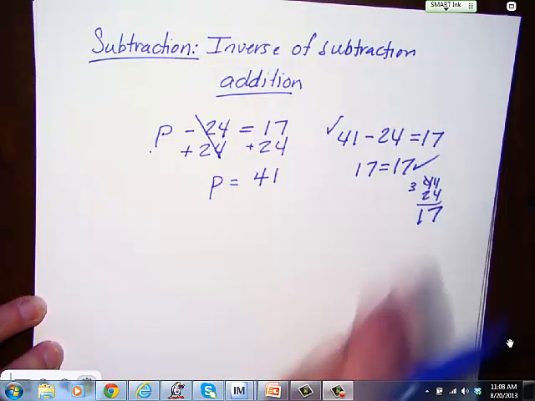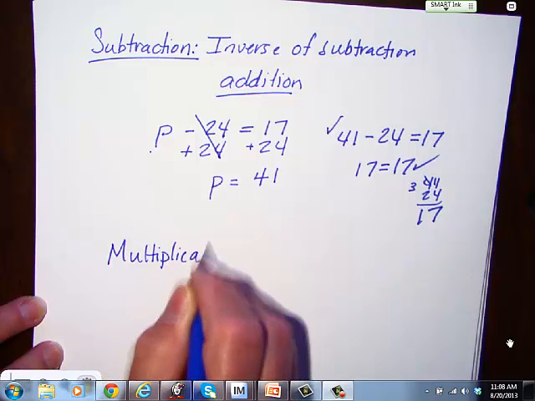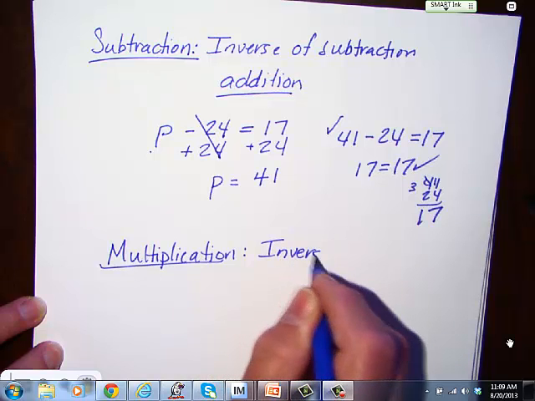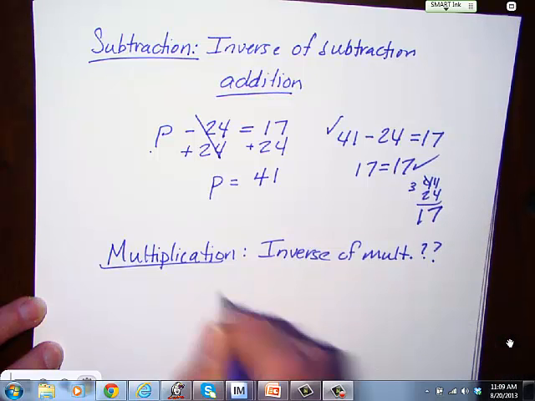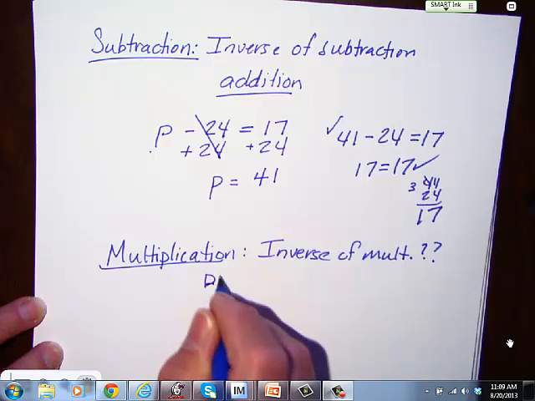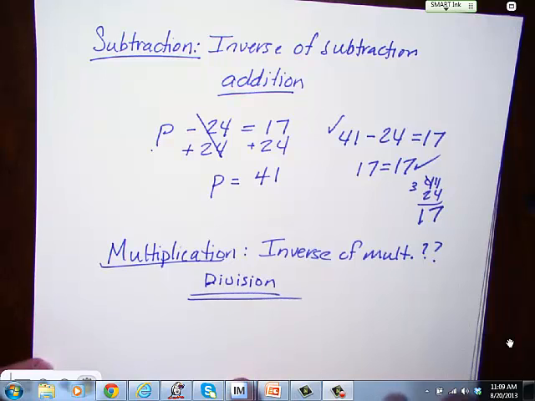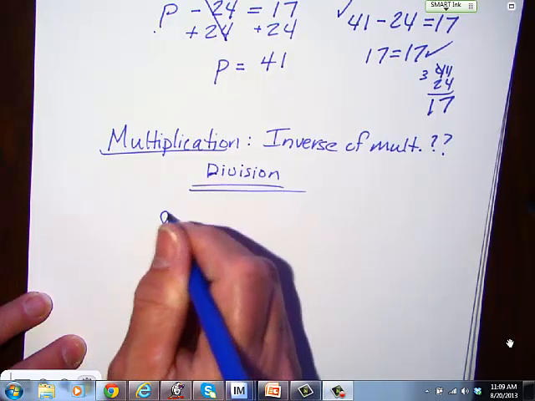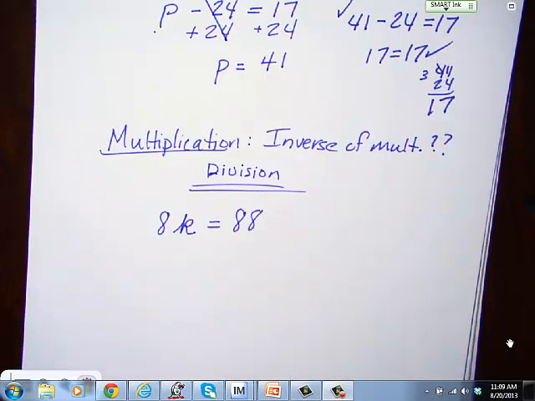Okay, multiplication. Okay, and we do need to know what is the inverse of multiplication. Yes, it is division. So, division, that's what we're going to use if we have multiplication and we are trying to solve for a missing number. So let's just use 8 times k equals 88. Now we all know the answer to that because we know that 8 times 11 is 88.